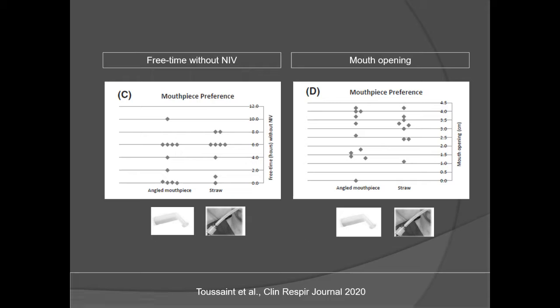We hypothesized that probably they would prefer the straw regarding the opening of their mouths, but it was not the case, because here is the opening of the mouth from 0 to here almost 4 centimeters, even 4.5 centimeters, and you can see that there is no difference in the choice of one or the other mouthpiece according to the possibility to open the mouth. Why is it important? Because if 50% are choosing one and 50% the other, it means that you need to have both mouthpieces to start ventilation with new MPV users.